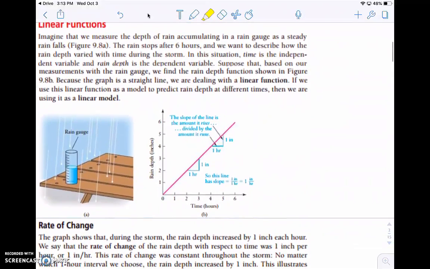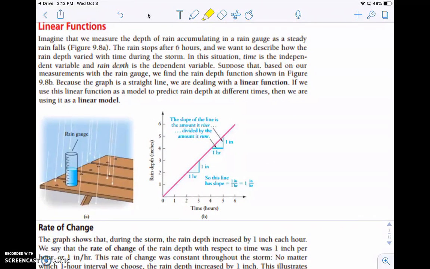So as we look at linear functions, let's imagine that we measure the depth of rain that's accumulating in a rain gauge as a steady rain falls. We've got a nice steady flow of rain, in this case for 6 hours, and we want to describe how the rain depth varied with time during the storm. In this situation, time would be the independent variable, and the rain depth is going to be the dependent variable, because at any given time, we could see how much rain is in there if we were to pick after an hour, after 4 hours, etc.